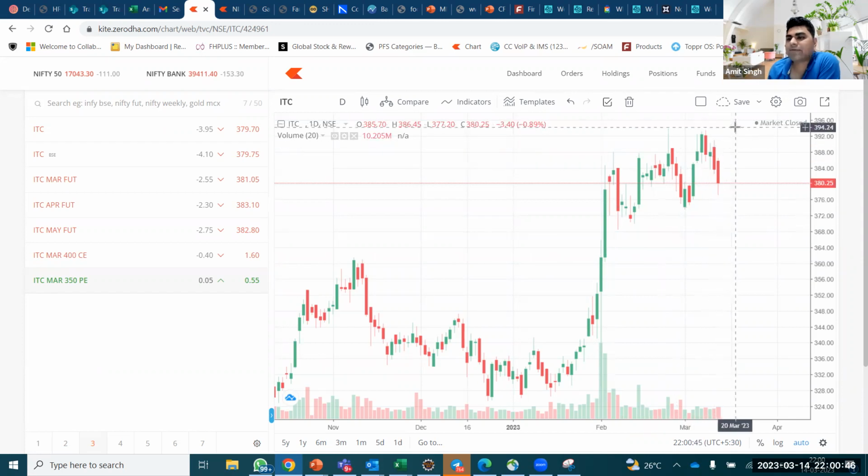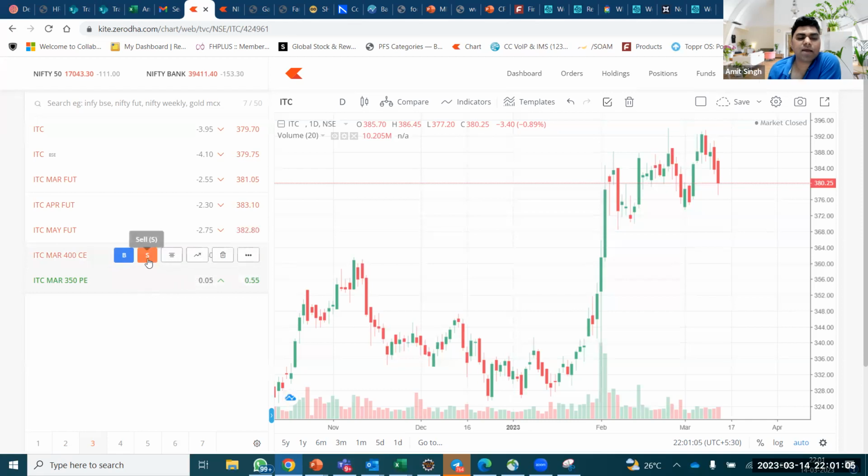So for me, 360 is the level below which ITC is not going to go. And on the higher side, I will take 395. So this range, I can say with a lot of certainty that this month, neither is ITC going to go beyond 395, nor is it going to go below 360. So what I can do in options, can you see 400 CE?